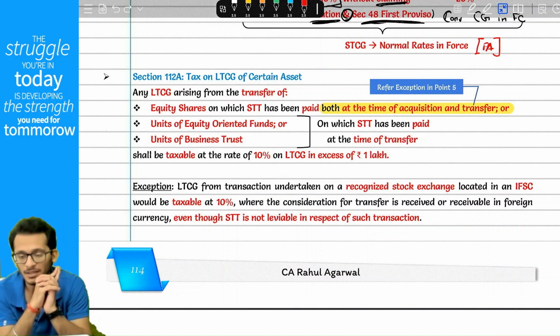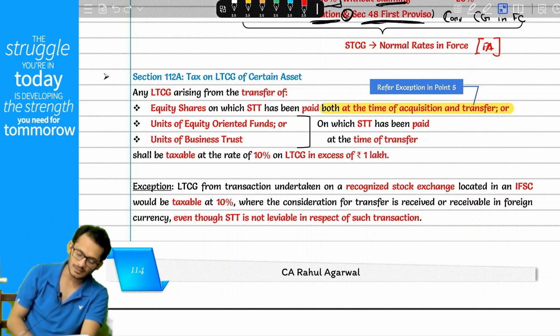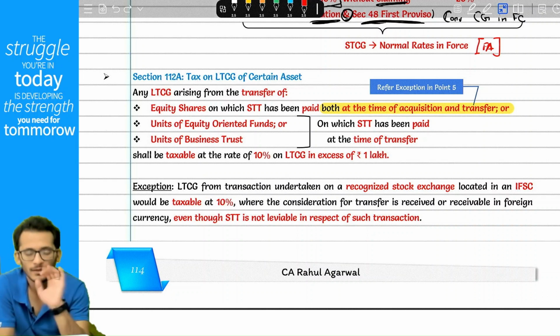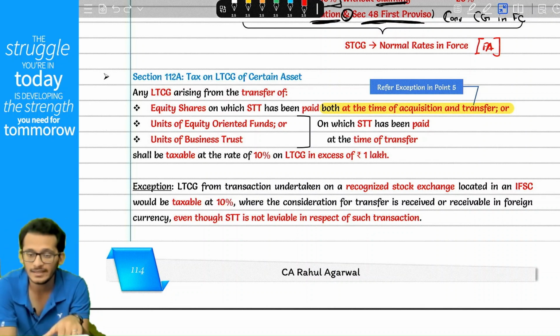Then only it will be taxable, with an exception given to you that if this transfer is happening in an IFSC unit, 112A will apply even if STT is not paid, because for an IFSC unit STT is not there.